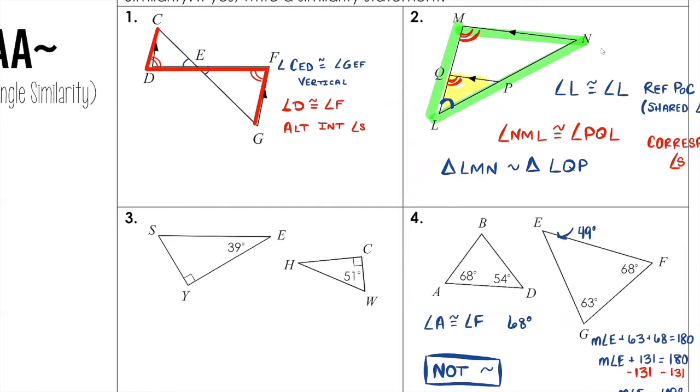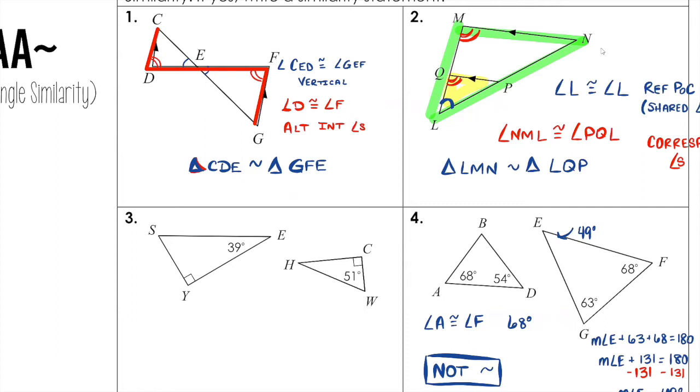So we could say triangle CDE is similar, see, I'm even in the habit of writing congruent over and over again, to triangle GFE. So we've got CDE is similar to GFE.